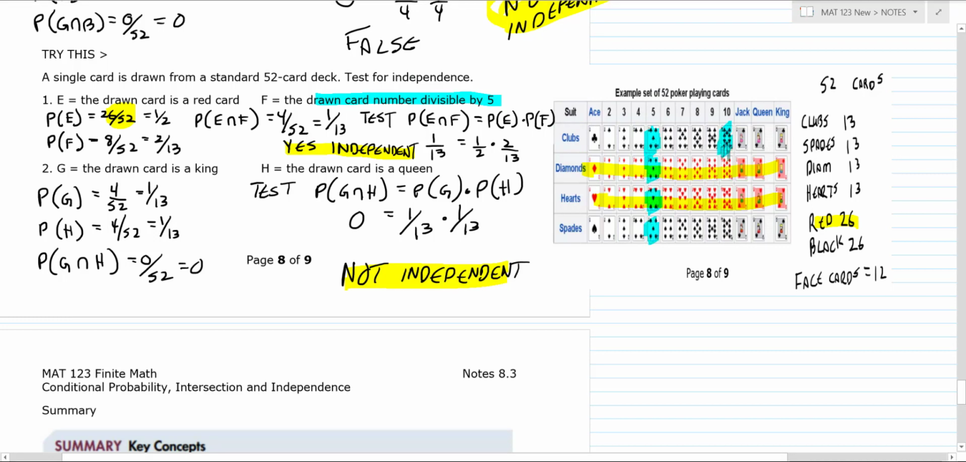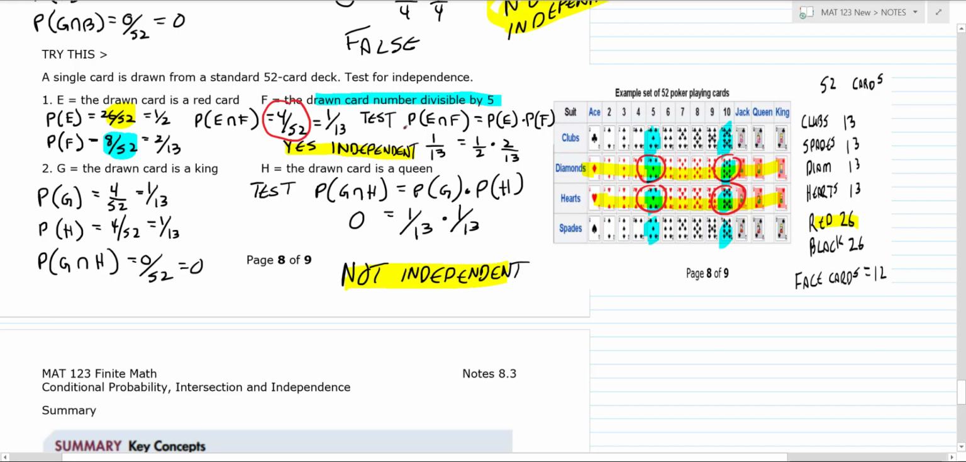Okay, the probability of being divisible by 5 would be these cards here, either the 5 or the 10, like that. Okay, so there are 8 of those cards, so that would be 8 out of 52, which will reduce to 2/13. Okay, if you look at the intersection where the yellow and blue overlap, they overlap in 4 places. So in other words, half of those cards that are divisible by 5, 4 of the 8, are red. So that would be a 4 out of 52 probability, and that reduces to 1/13.